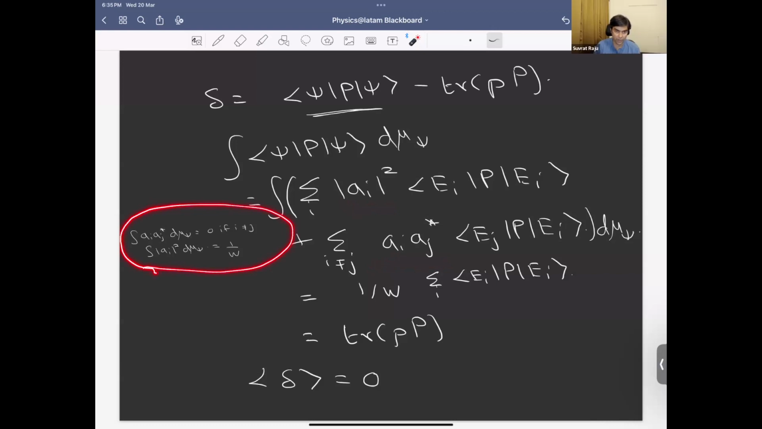Because the phases are random, right? So I'm summing over random pure states, typical pure states. But a typical pure state has a bunch of random phases. So the coefficients of different eigenvalues are not correlated.